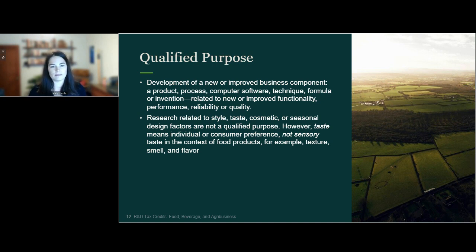So getting into what that means as far as food, beverage, and agribusiness, this can be research that relates to style, that relates to taste, but other elements that are more style, cosmetic, or aesthetically related would not meet this criteria.